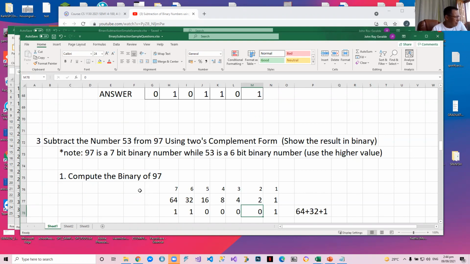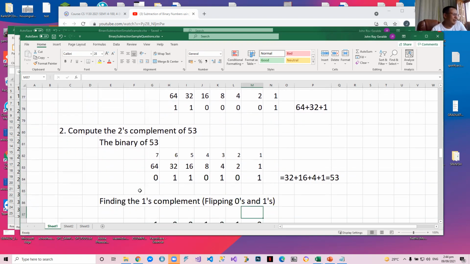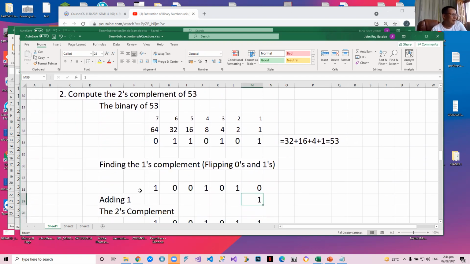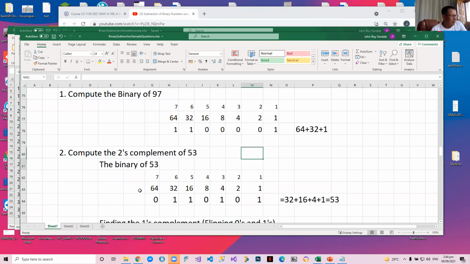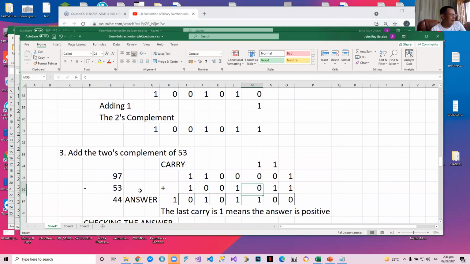Subtract number 53 from 97 using 2's complement form. So I have this already. You look at this. So 53 is the number. This is the 1's complement of 53, and this is the 2's complement of 53. Okay, and then we add.